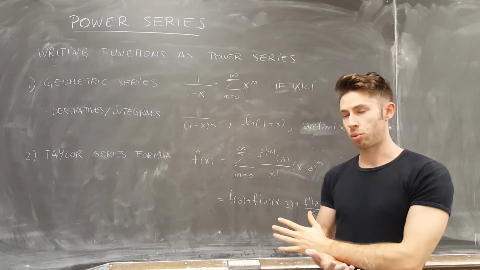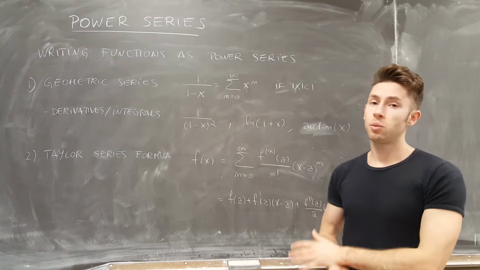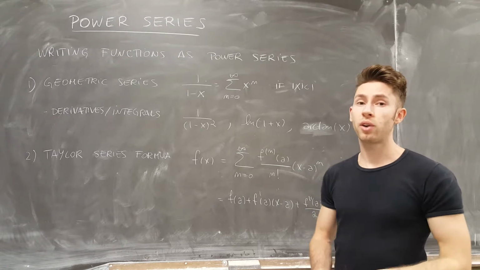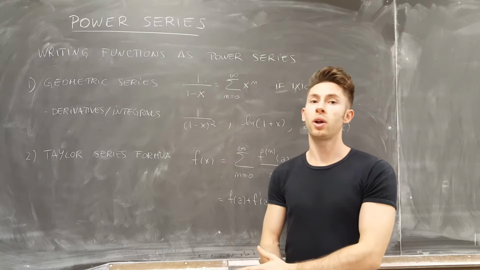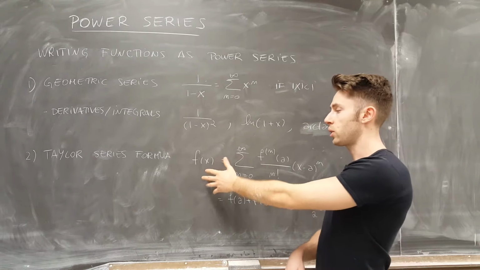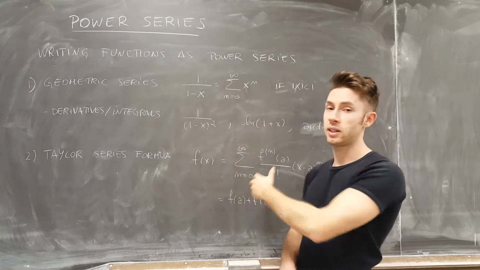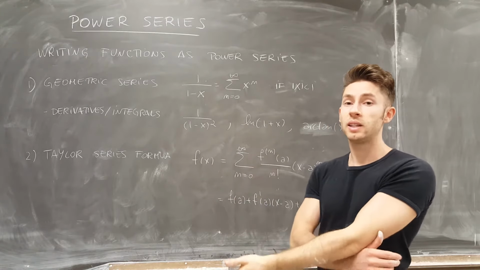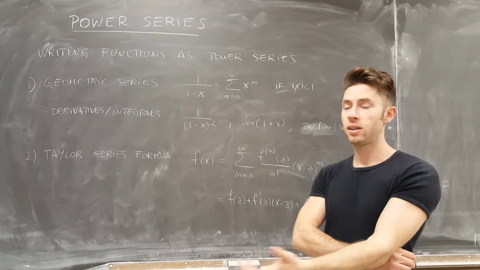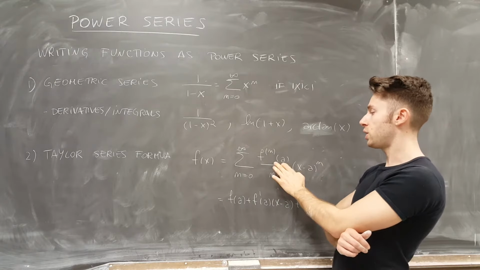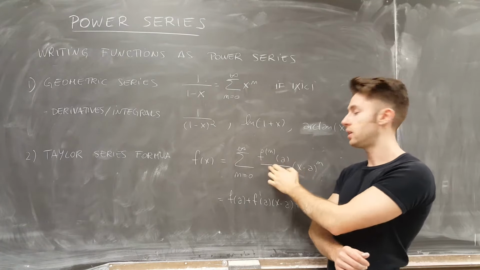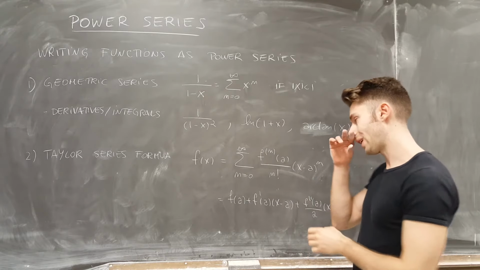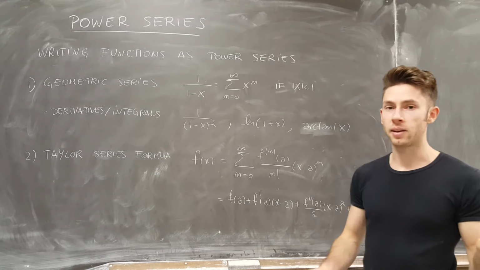So that's the first approach. If that doesn't work, if it's not one of these simple functions, then there's a general formula, which is the Taylor series formula, which allows you to express a function as a power series centered around any point a, and the coefficients are going to be the nth derivative evaluated at a divided by n factorial, and then you have times (x minus a) to the n.